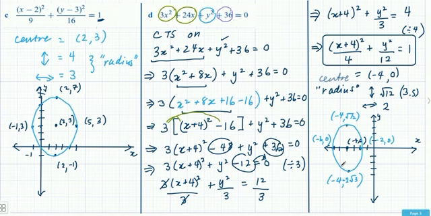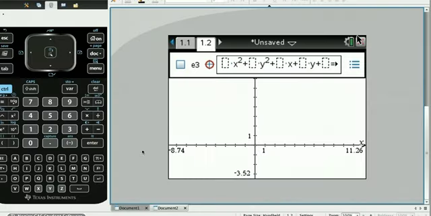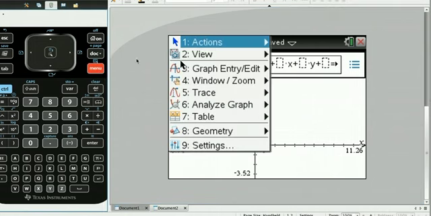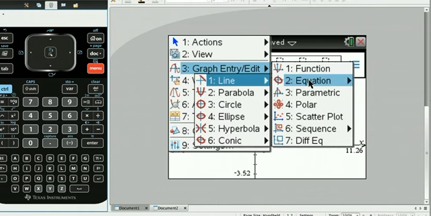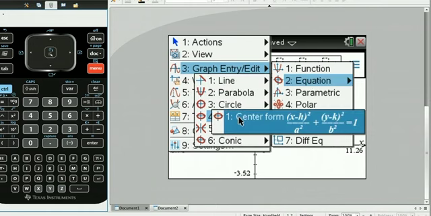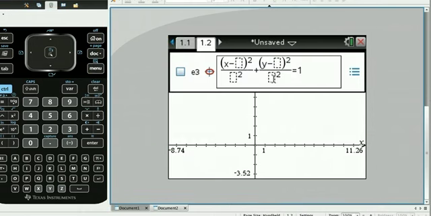So now that we've done that, what we want to do is go through how to do this in your CAS. I might put this one in the CAS as it's interesting looking. So we're just going to go into the CAS. Now I was putting circles in before, so to change it to ellipses, go to Menu, Graph Entry, and Equation, and we want an ellipse. Now you've only got the centre form here, so you can't put the standard form in.